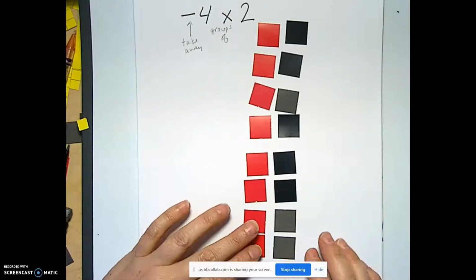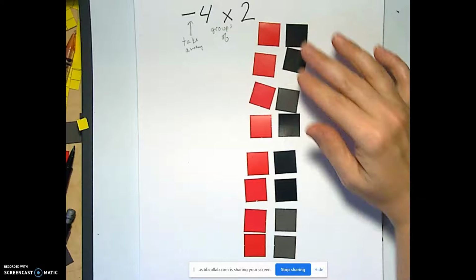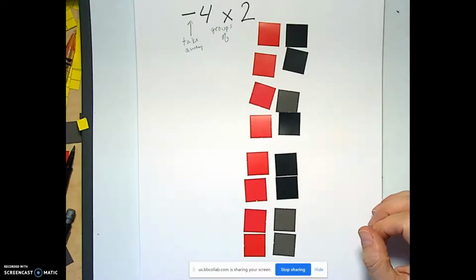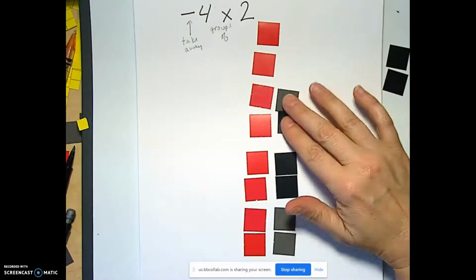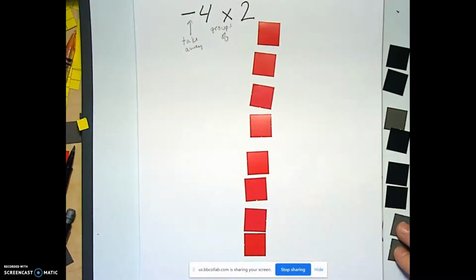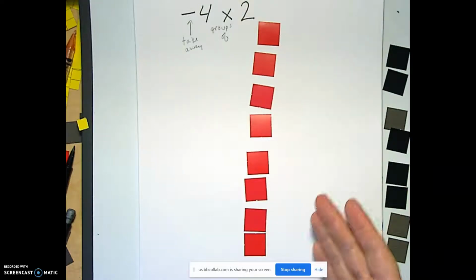Whew, what a pain. Can we now take away 4 groups of 2? Okay, so here's a group of 2, 1 group of 2, 2 groups of 2, 3 groups of 2, 4 groups of 2. Oh, very painful. So we're taking away 4 groups of 2, take away 1 group of 2, take away 2 groups of 2, take away 3 groups of 2, take away 4 groups of 2, and we now have left on our page this -8. But that was really painful, yeah?